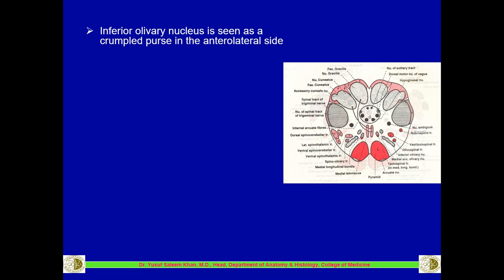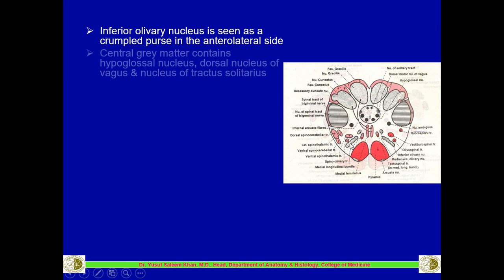The inferior olivary nucleus can be seen as a crumpled purse in the anterolateral side. If you can see here, this is the inferior olivary nucleus, but it is not very clear in the upper part. When you take a section, you can see how it actually looks like a crumpled purse. So this is the inferior olivary nucleus on either side, the anterolateral side.